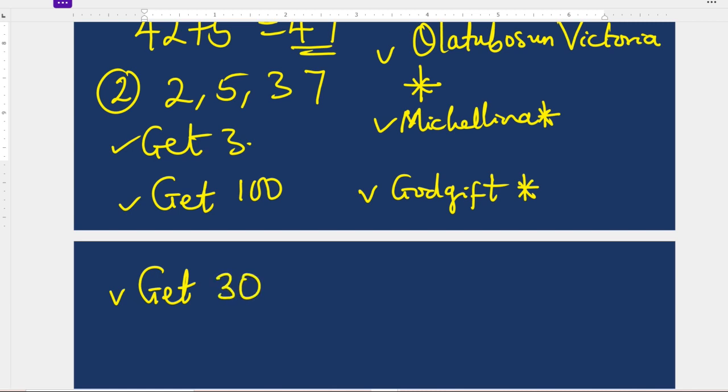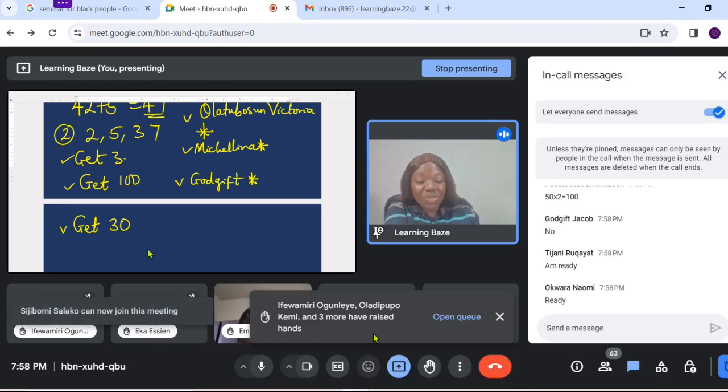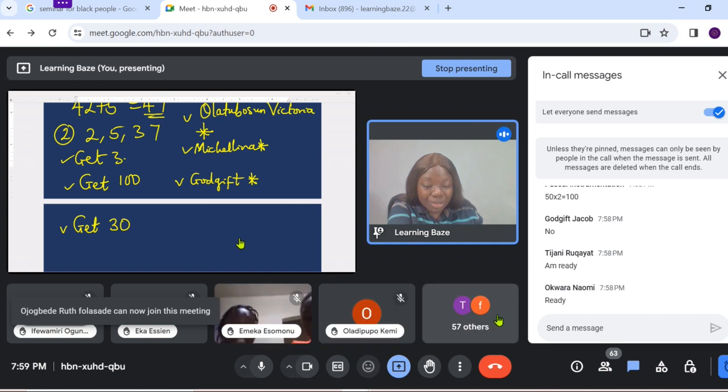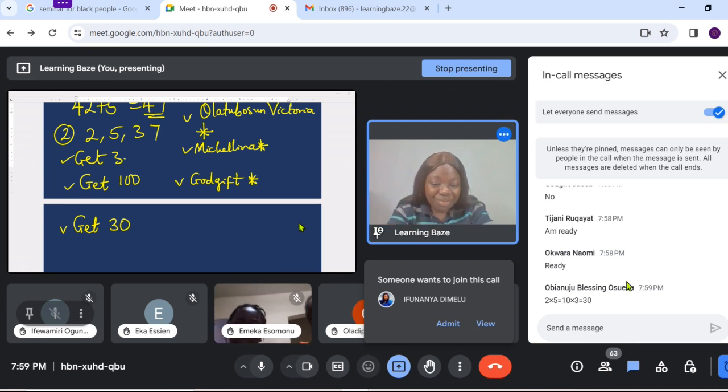Get 30. Get 30. Use 2, 5, 3, 7. Get 30. Let me see who's going to type in first. Get 30. Think, think, think. This is mental drill. This is mental drill.